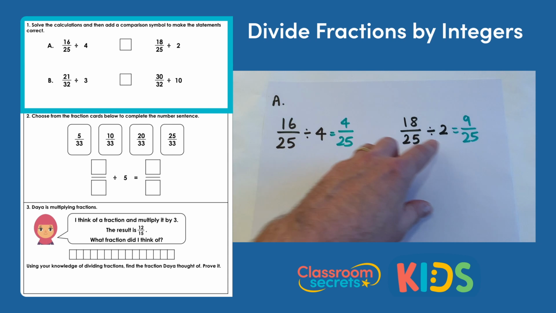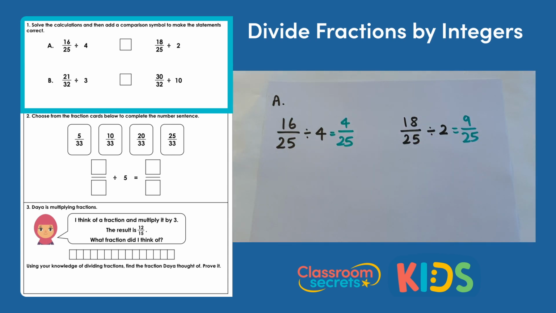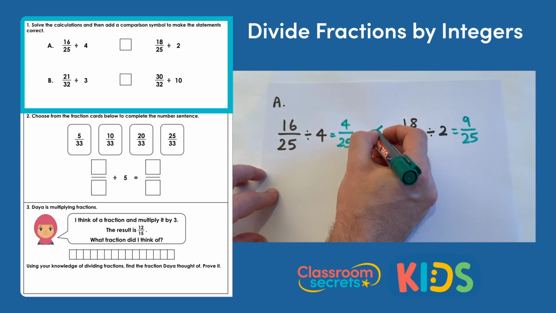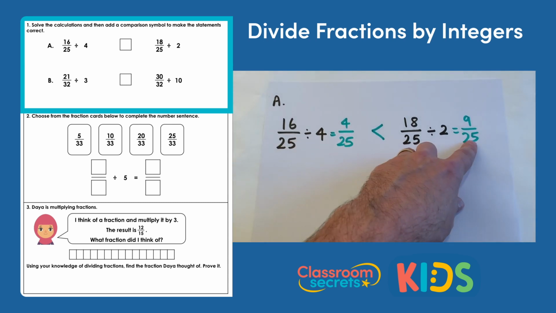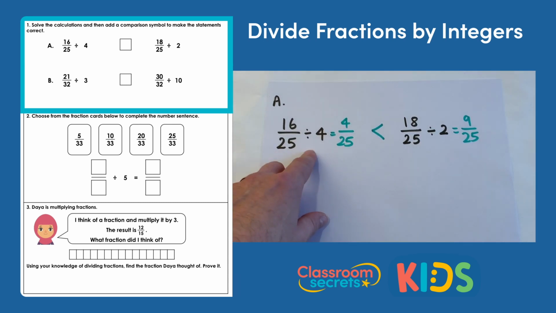So we have 4 25ths and 9 25ths. So the symbol we will put between them is less than. 4 25ths is less than 9 25ths. So 16 25ths divided by 4 is less than 18 25ths divided by 2.